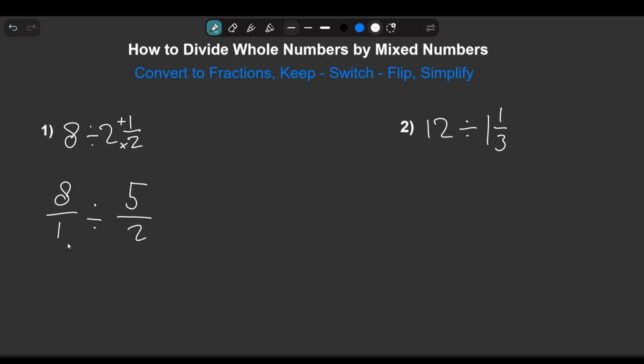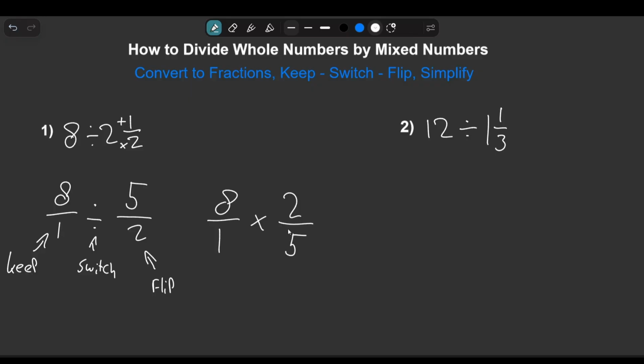So to divide two fractions, we use the method keep, switch, flip. This means we're going to keep the first fraction. I'm going to write these down for you guys. Keep the first fraction, switch the dividing sign, and flip the second fraction. So this looks a bit like this. So we keep the first fraction, we switch the dividing sign, and we flip the second fraction, like this.